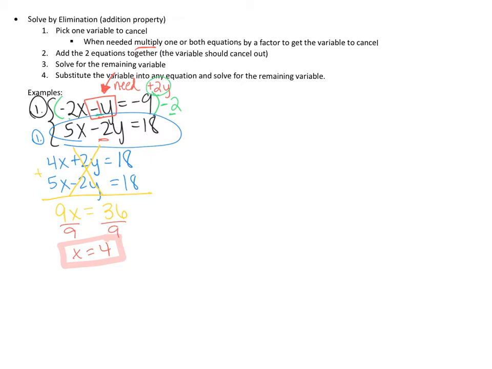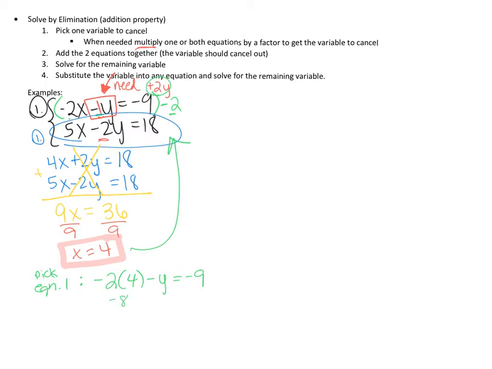So now what I'm going to do is take this answer of x equals 4, go back to either of my two equations, plug it in and solve. Okay, so let's just say, for example, I'm going to pick equation 1. So I'm going to say negative 2 times 4 minus y equals negative 9, and I'm going to solve this equation for y. Again, I could have picked the second equation, but I pick whichever equation I want, and then I go solve.